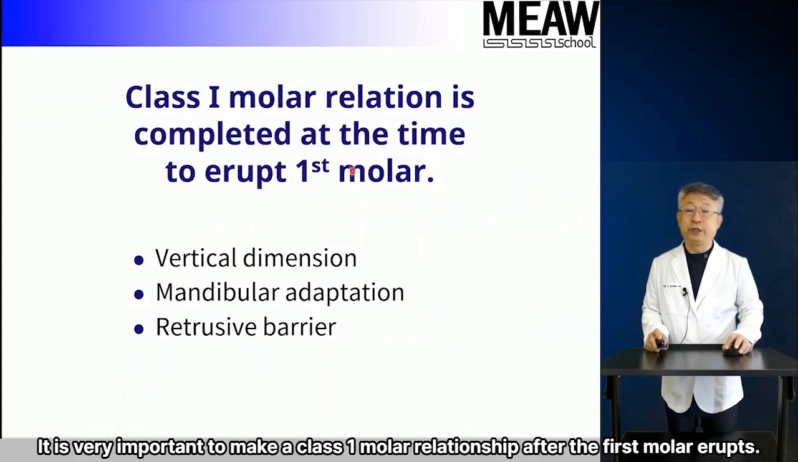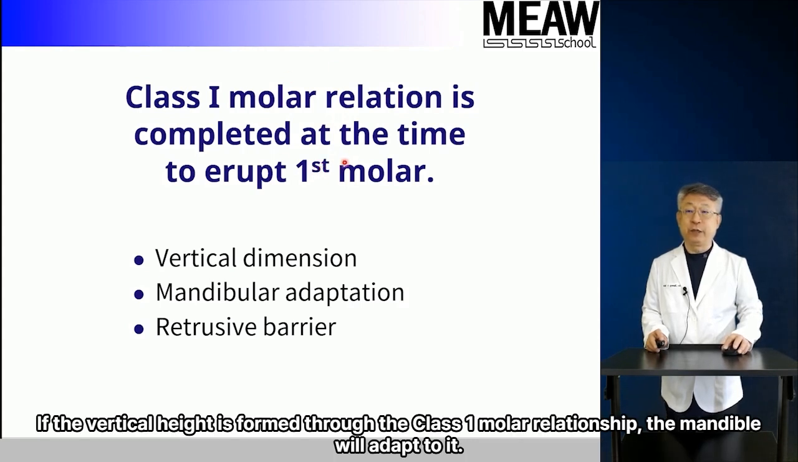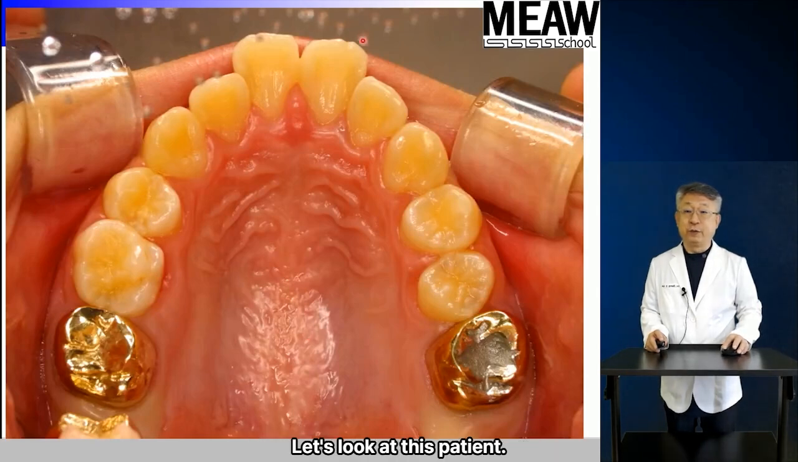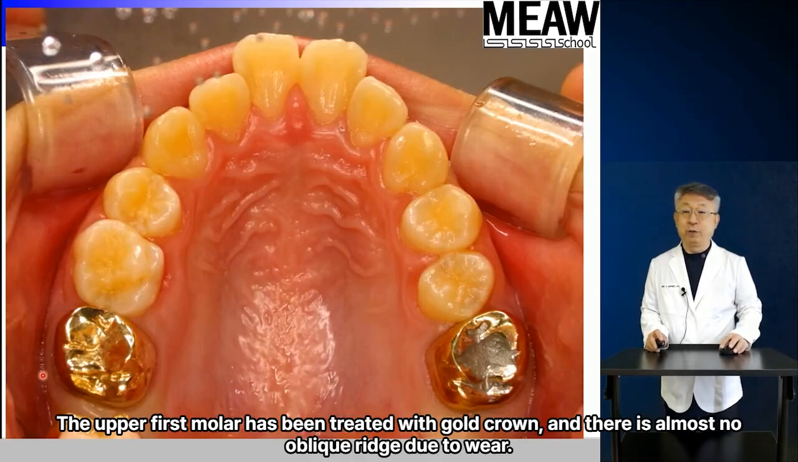It is very important to make a class 1 molar relationship after the first molar erupts. If the vertical height is formed through the class 1 molar relationship, the mandible will adapt to it. Then, a retrusive barrier is formed. Let's look at this patient. The upper first molar has been treated with a gold crown, and there is almost no oblique ridge due to wear.